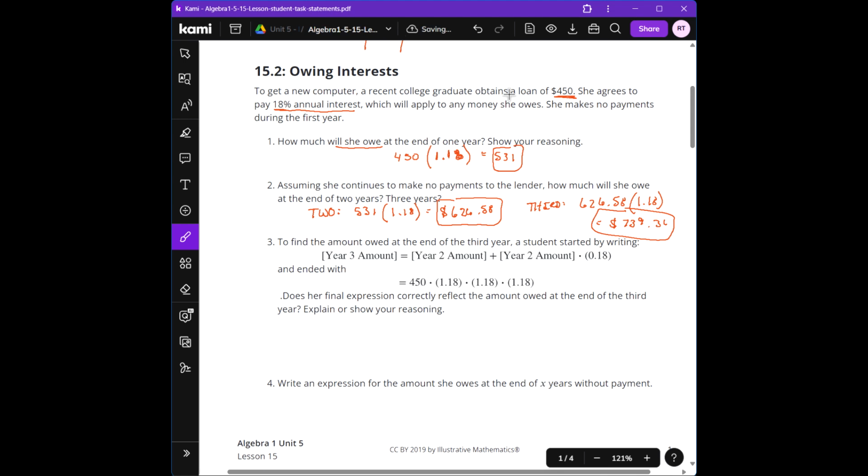To find the amount owed at the end of the third year, a student started by writing: year 3 amount equals year 2 amount plus year 2 amount times 0.18. So this would be the equation. Does your final expression correctly reflect the amount owed at the end of the third year? Explain or show your reasoning.